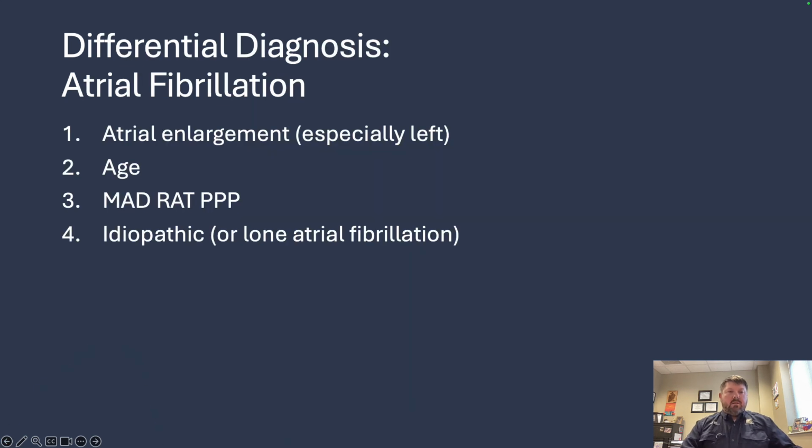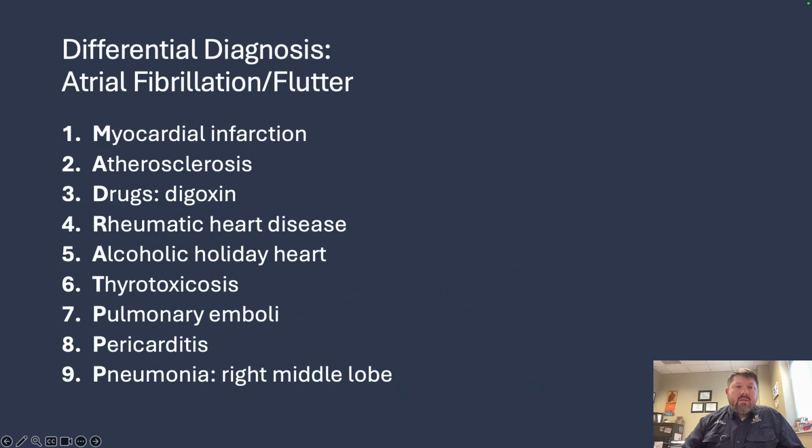Atrial fibrillation. What are some things that could cause it? Atrial enlargement, especially left atrial enlargement. Age, very common in age. This mnemonic here, MAD rat PPP, we'll talk about that in just a moment. Or it may be idiopathic. So the mnemonic I just mentioned: myocardial infarction, atherosclerosis, certain drugs, mainly digoxin, rheumatic heart disease, alcoholic holiday heart, thyrotoxicosis, pulmonary emboli, pericarditis, and pneumonia.